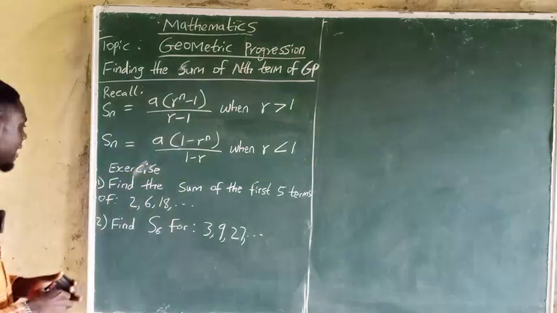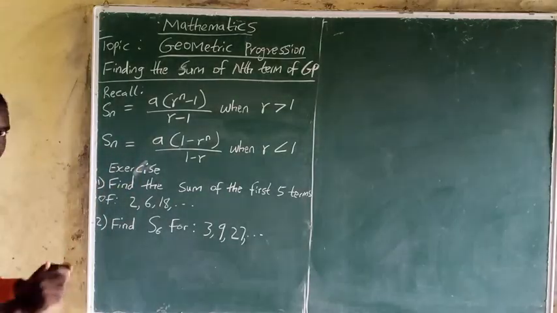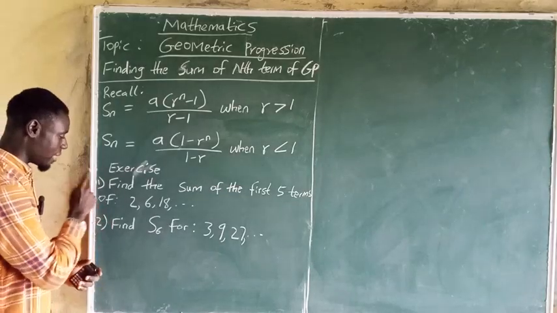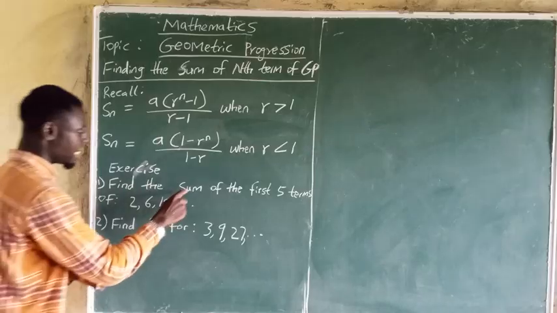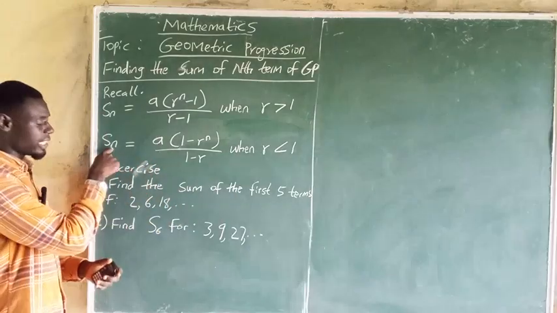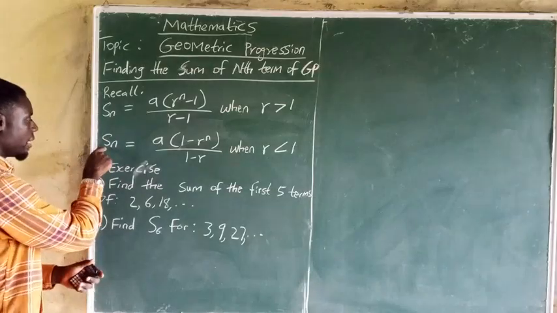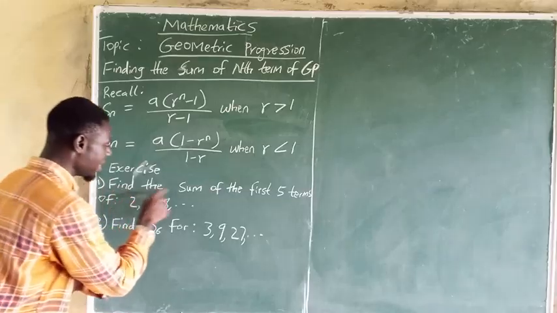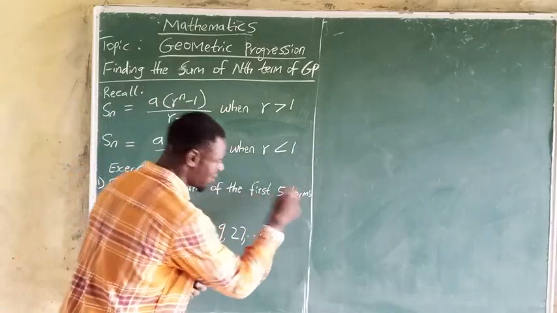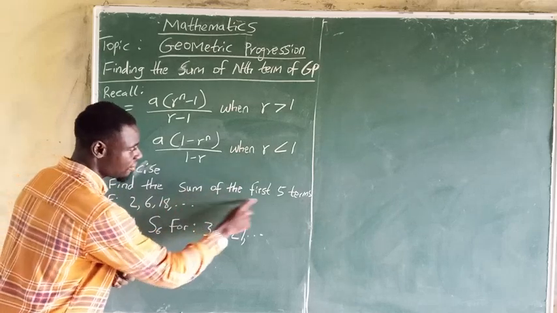Okay, let's get started. They give us 2 exercises to solve. Let's be fast. Now, exercise 1, they say, find the sum. Listen very well. This is the symbol for finding the sum of a GP, S sub n. Now, find the sum of the first 5 terms.